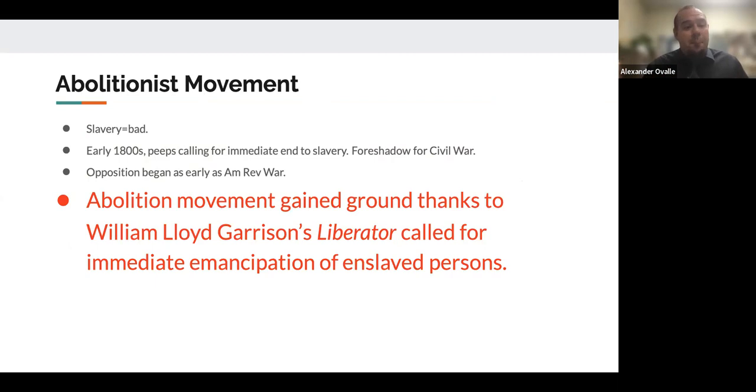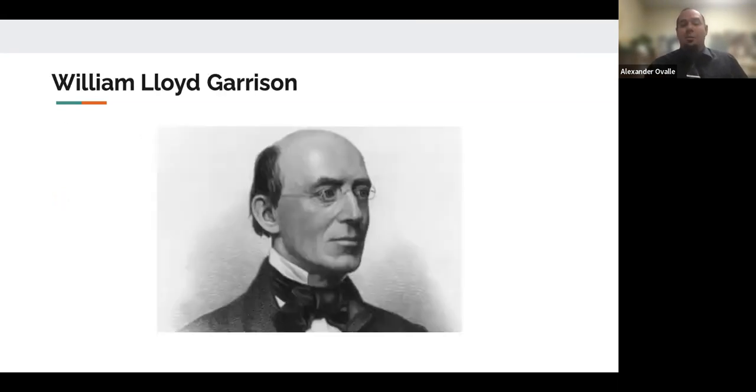The abolitionist movement, getting rid of slavery. Obviously, slavery, bad. Early 1800s, people started calling for the immediate end to slavery. If I had a foreshadow filter, for the Civil War. Opposition to slavery began as early as the American Revolutionary War. The abolitionist movement gained ground thanks to William Lloyd Garrison's The Liberator, calling for the immediate emancipation of enslaved persons. Here's William Lloyd Garrison.